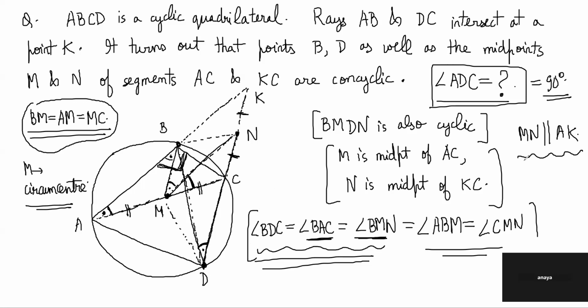You have to notice that MN is parallel to AK. You have to notice that this is cyclic. So these angles are all equal. And if these angles are equal, this triangle becomes isosceles. And all of these are equal, which means M is the center, which means this angle is 90. But you are supposed to be able to do it yourself.